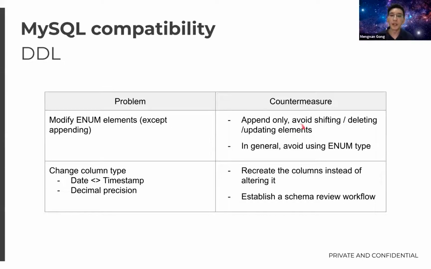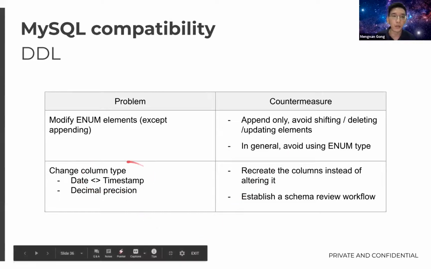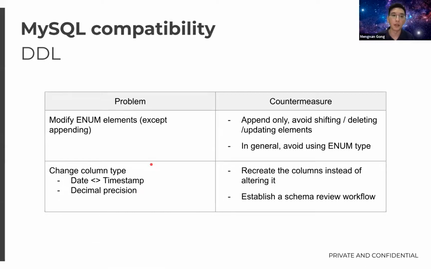Actually, the second point is that in general you should try to avoid the enum type, because you hide some business logic in the database layer, which might make your application less extendable. The second problem you might face is changing some column types. Let's say you change date to timestamp or vice versa, or you want to change the precision of the decimals.